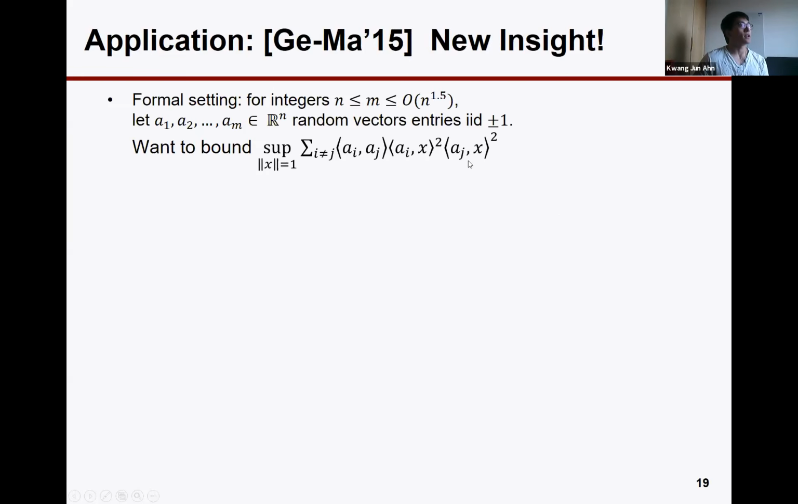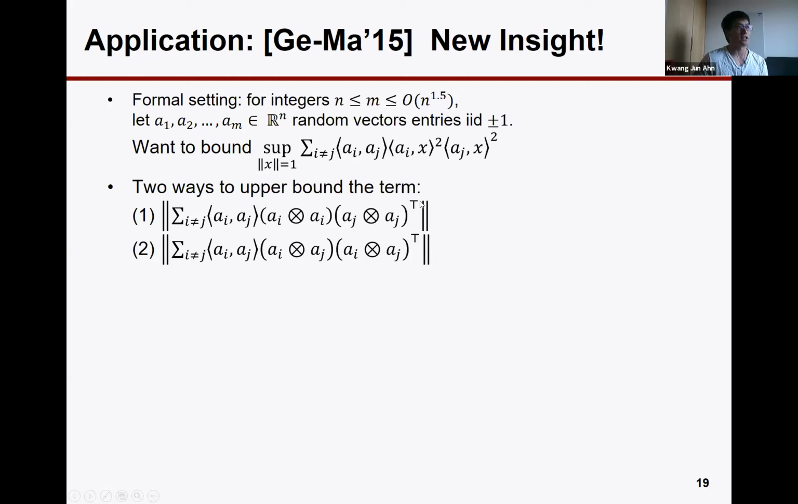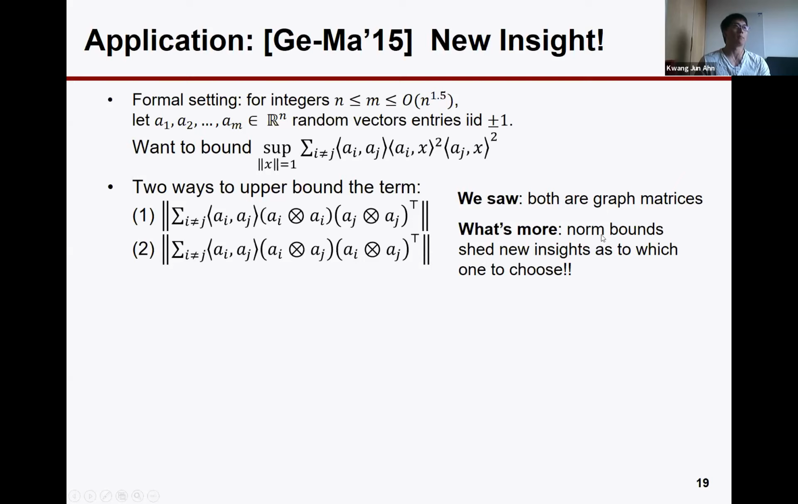So this is the formal setting, and the relative size looks like this in their paper, and the goal was to upper bound these really complicated terms. There's a question of what tilde O is. Tilde O is hiding a polylogarithmic factor. So the goal was to upper bound these two complicated random matrices. But what we saw earlier, as a foreshadowing trailer, was that both of these are graph matrices. But what's more, because of our norm bounds, we can quickly see which one is better.